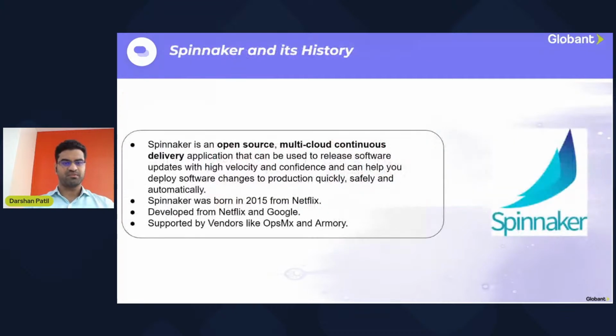What is Spinnaker and its history? Spinnaker is an open source, multi-cloud continuous delivery application, which helps you to release your software updates and deploy your software changes to production quickly, safely, and automatically. Spinnaker was born in 2015 at Netflix. Initially it was developed by Netflix, and then by Google, and as of now it is supported by multiple vendors like OpsMX and Armory. These vendors can help you set up Spinnaker, provide support for backend issues, and everything.